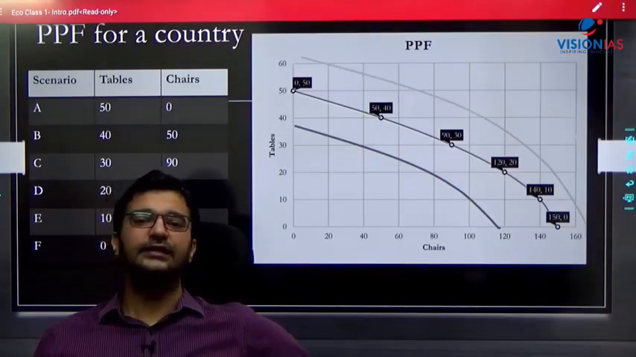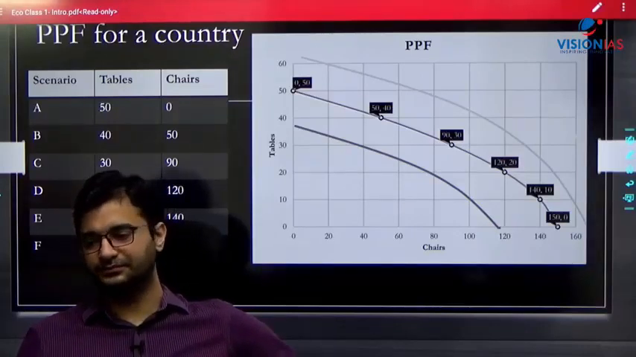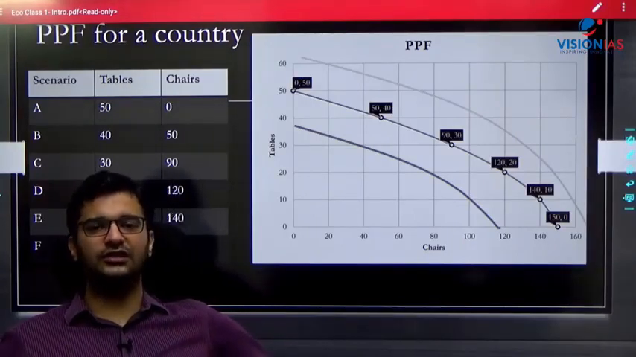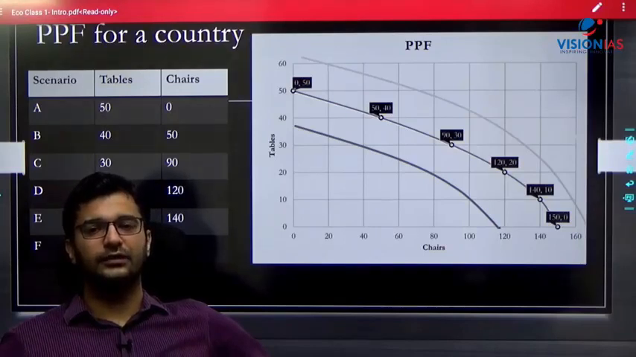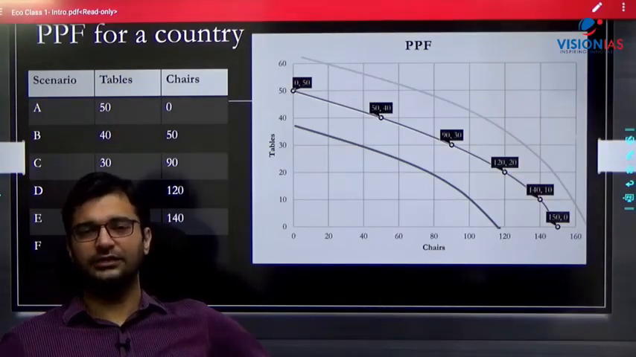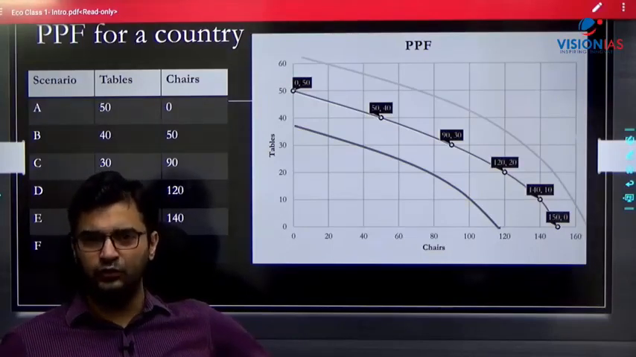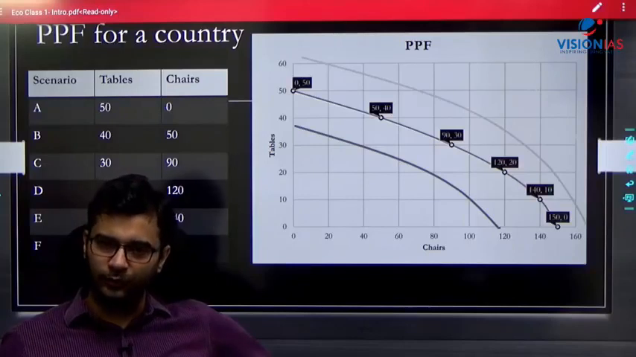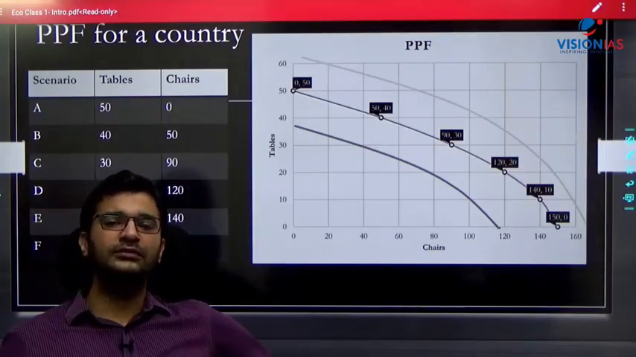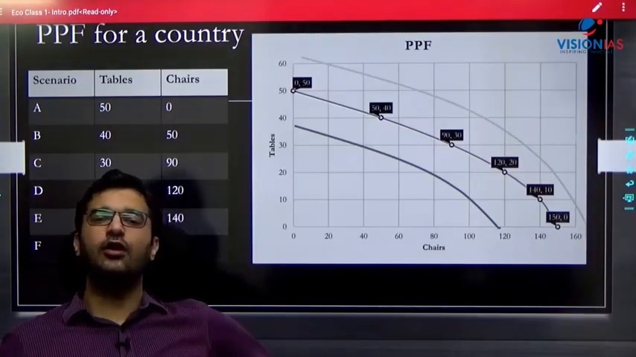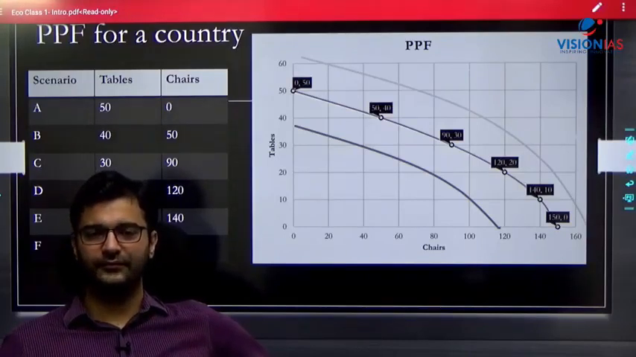Next, write down marginal cost. Marginal cost refers to the cost incurred to produce one extra unit of output from the current level of production.